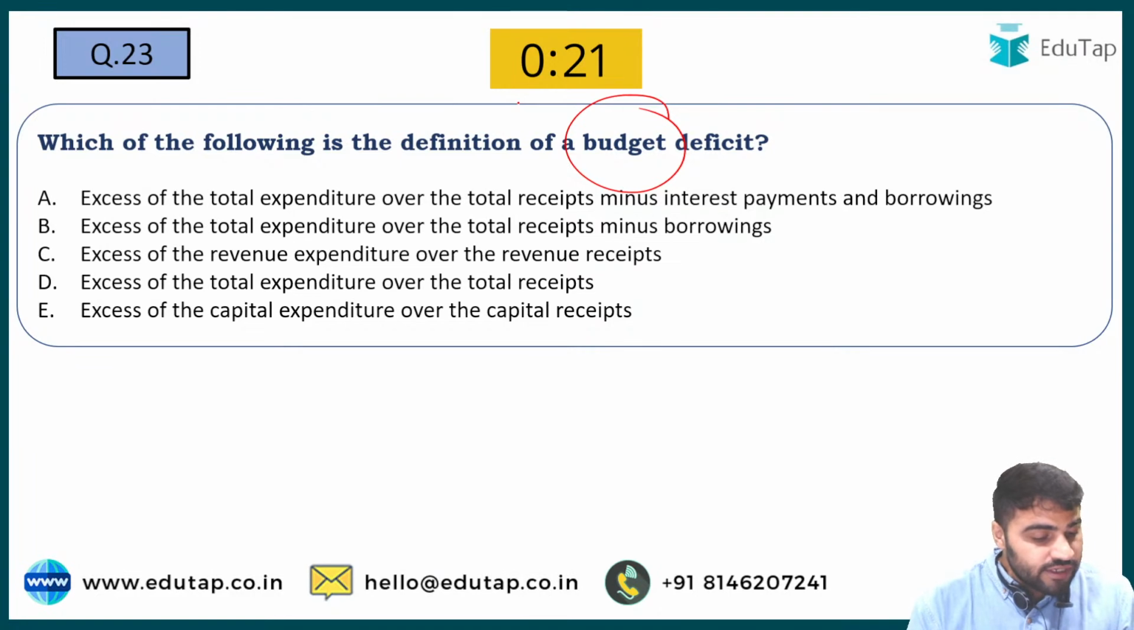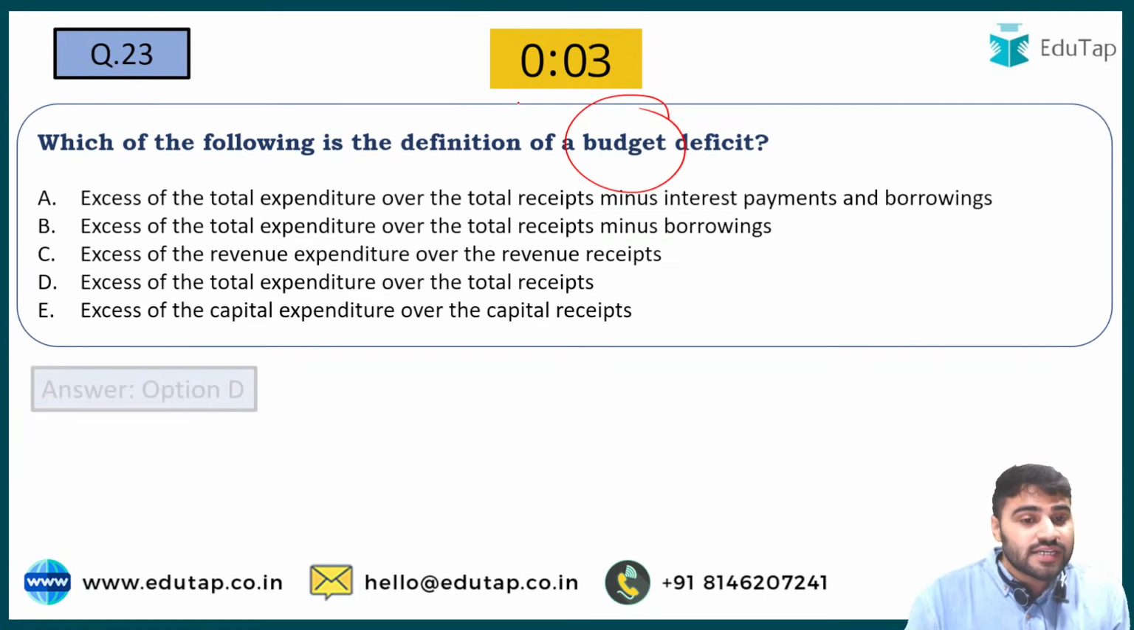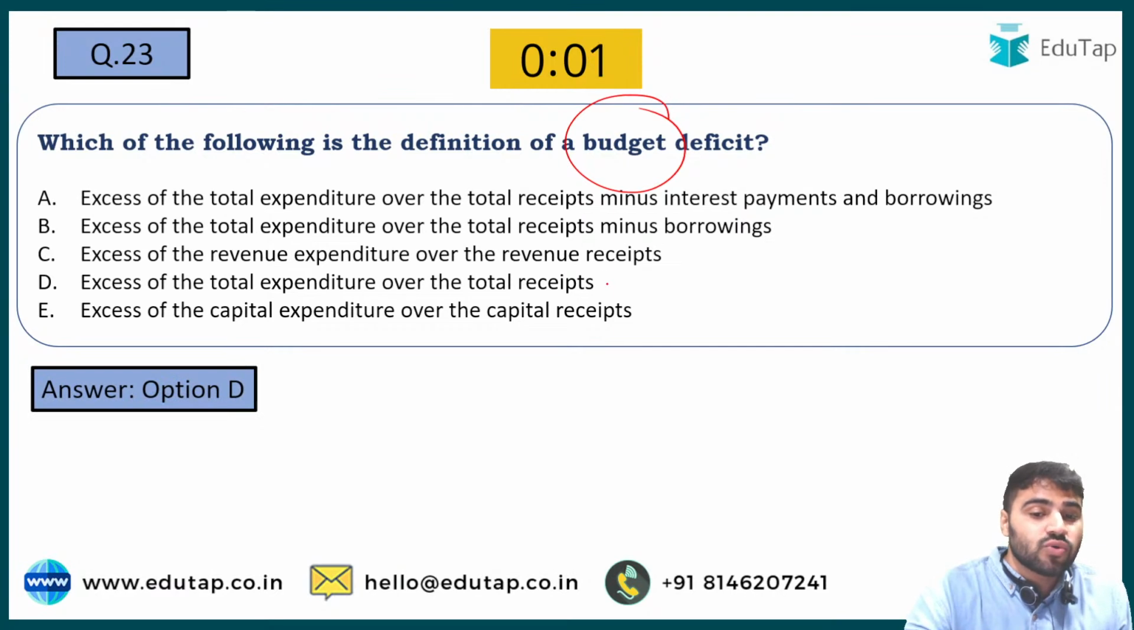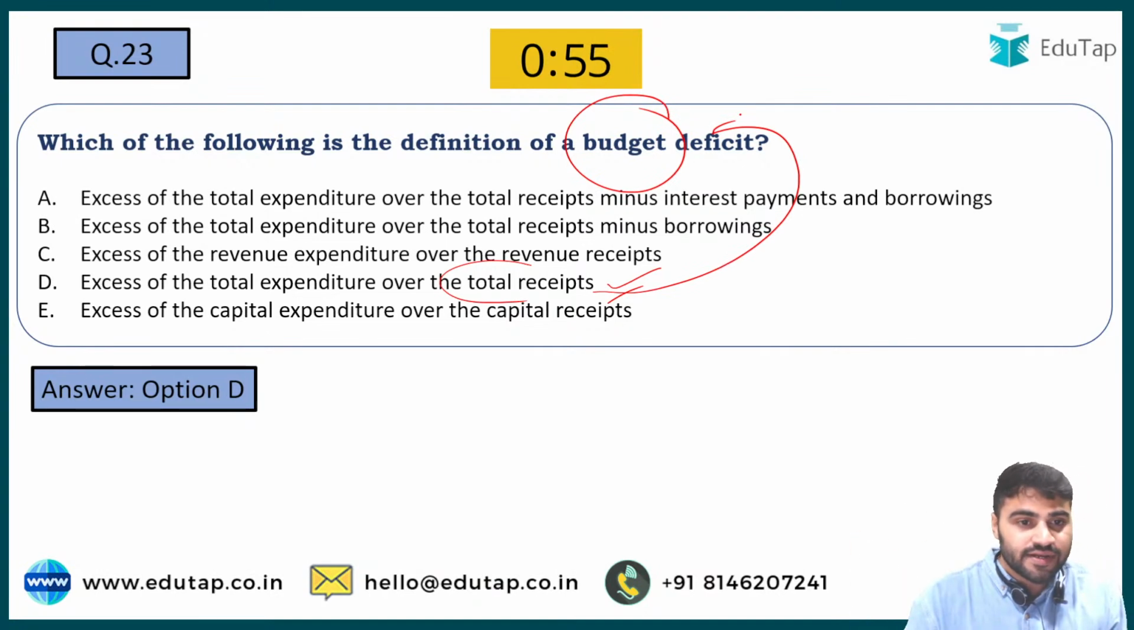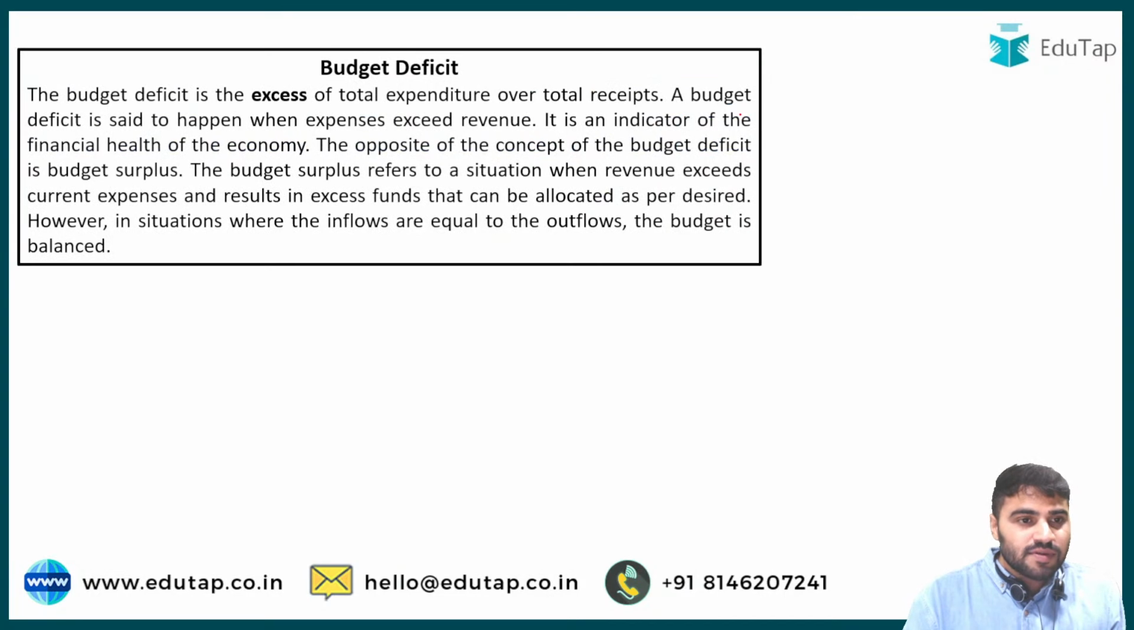Nilesh is saying question 23 D, that is excess of the total expenditure over the total receipts. Mostly you all are saying option D, right? Aditi is saying option B. The right answer for this question is option D, that is excess of the total expenditure over the total receipts. If we talk about budget deficit, then we consider total expenditure as well as total receipts. So the budget deficit is the excess of the total expenditure over total receipts.